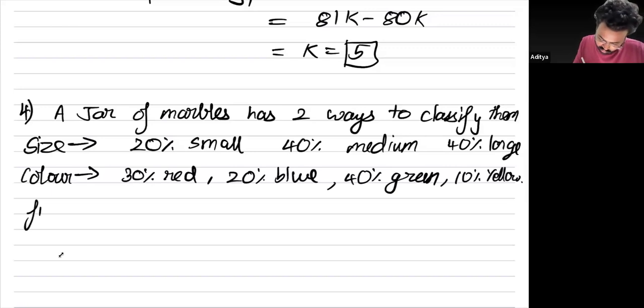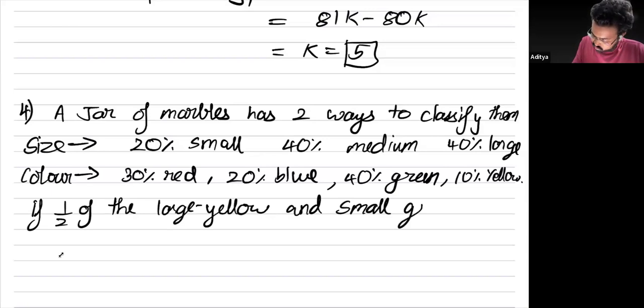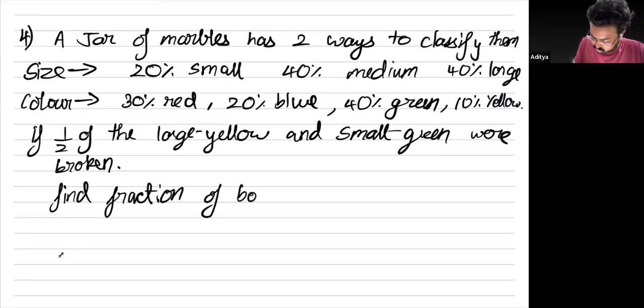Find, okay, one more thing is here. If half of the large yellow and small green were broken, find the fraction of broken marbles.